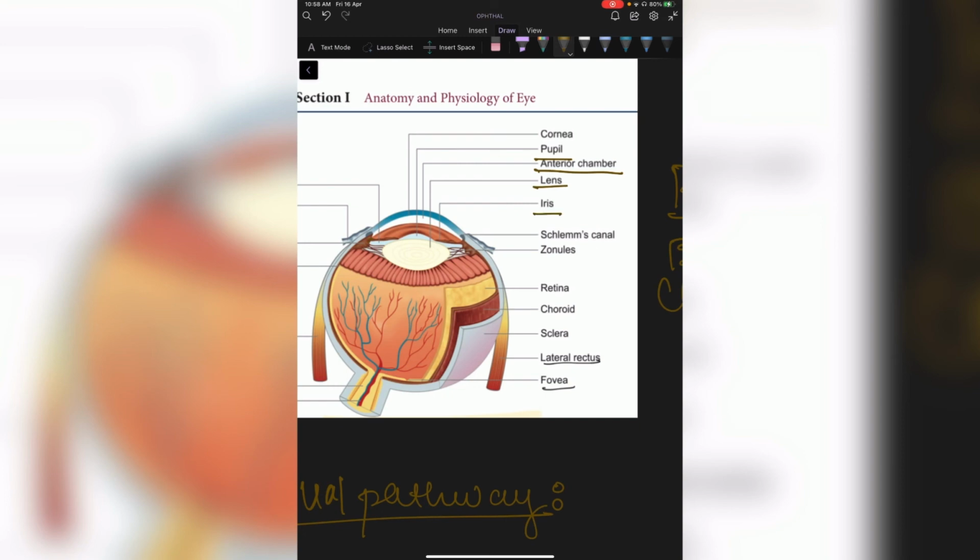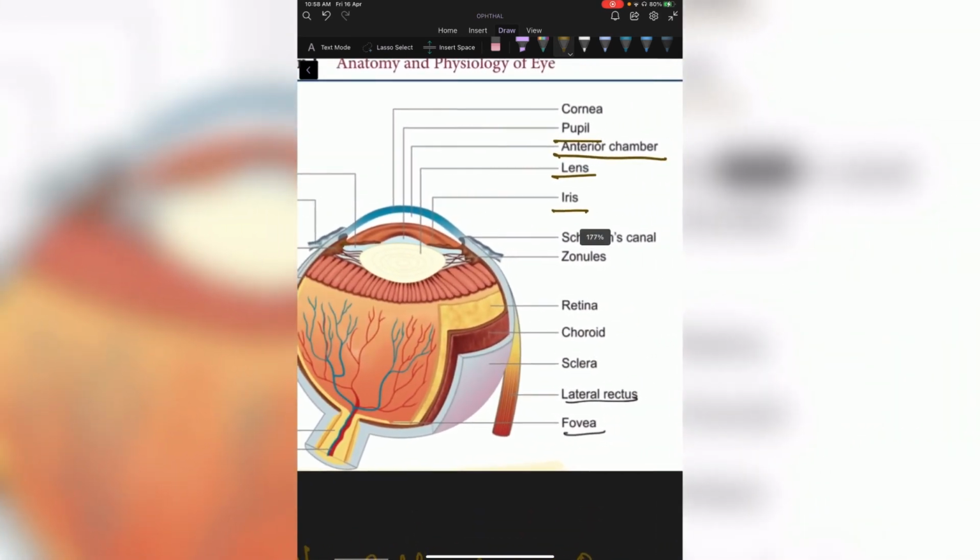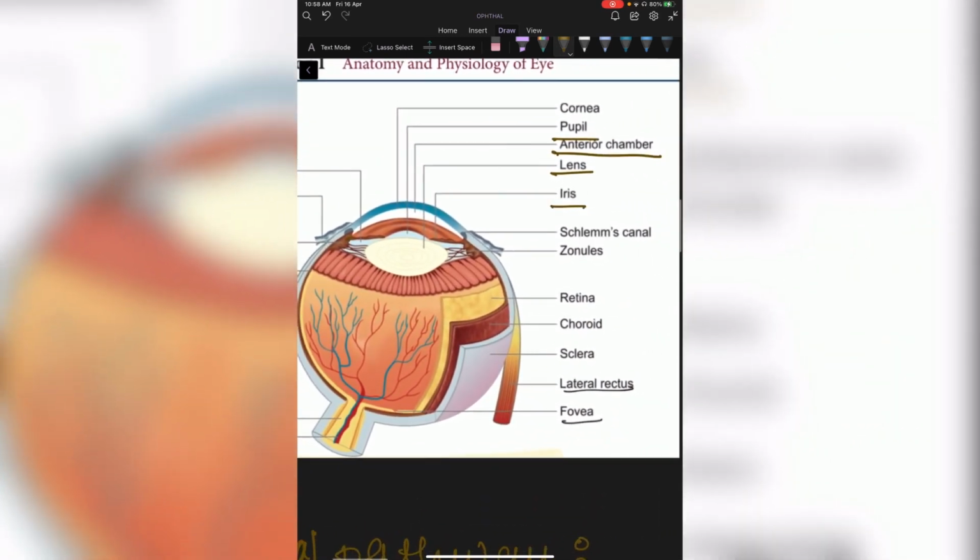Iris is nothing but the continuation of your ciliary body. The iris is a contractile structure, so it will constrict your pupil if too much light is shining on your eye, to protect your retina from extreme damage, and it will dilate if the light is very dim so that a lot of light can enter and we can have good vision in the dark as well.